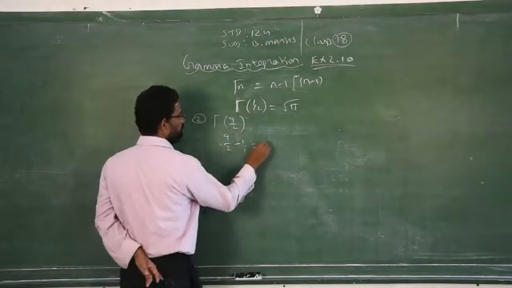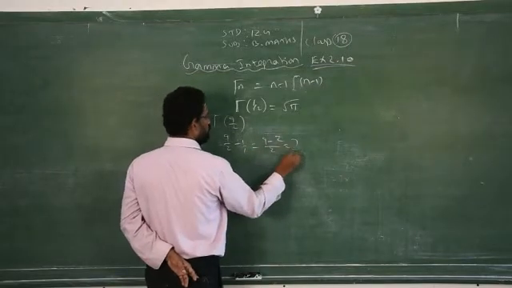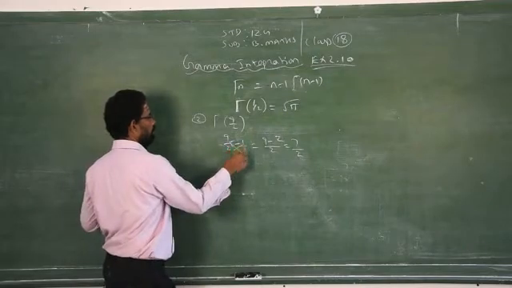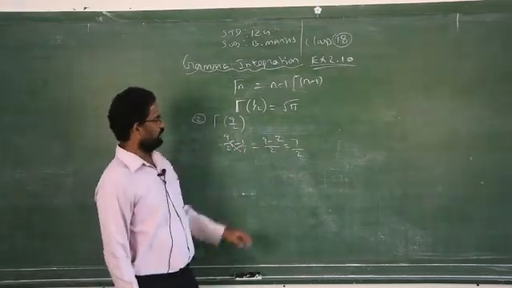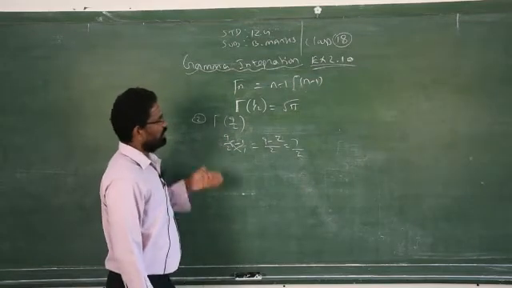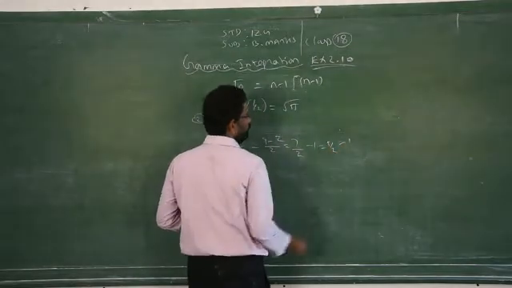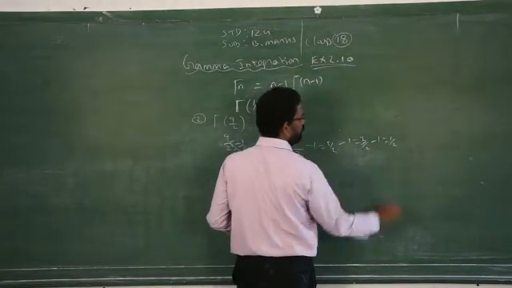Take cross multiplication, you will get 9 minus 2 by 2, which will give you 7 by 2. So, you have to reduce 1 by 1. If you reduce again 1, then you will get 5 by 2. 5 by 2 minus 1 is 3 by 2. 3 by 2 minus 1 is 1 by 2.